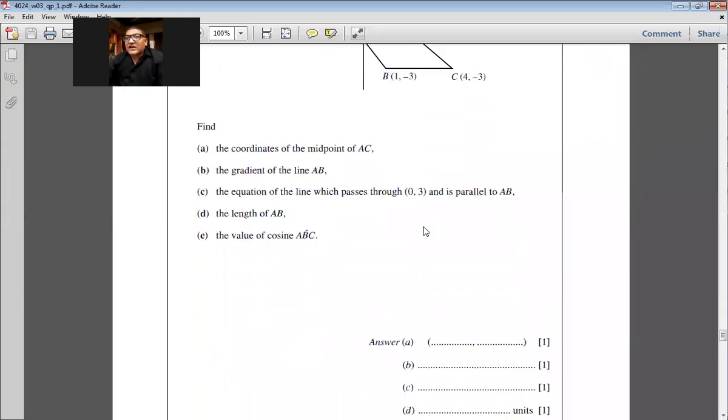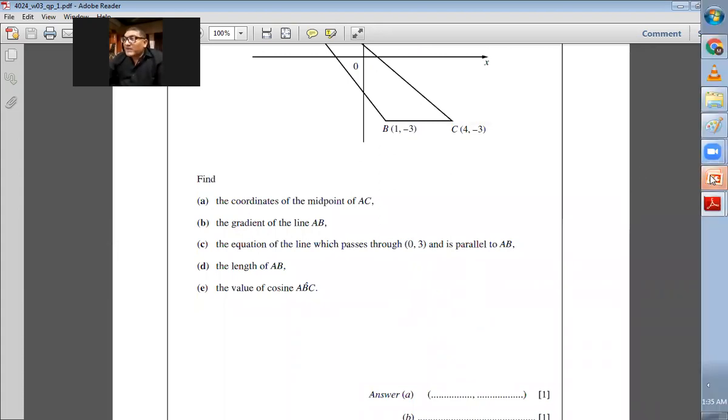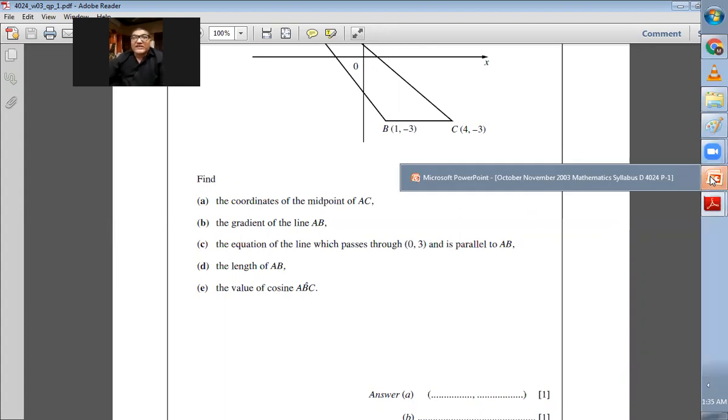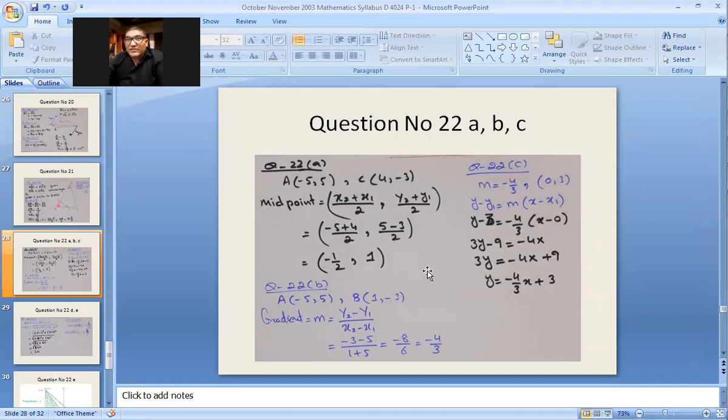He says the equation of the line which passes through (0, 3) and is parallel to AB. Okay, so we are looking at a line which is parallel to AB. When it's parallel to AB, its gradient will be -4/3, because the gradient of the line AB is -4/3. So I know the gradient of that line is -4/3, and I also know that it passes through (0, 3).